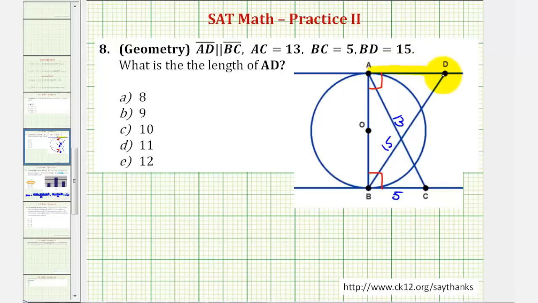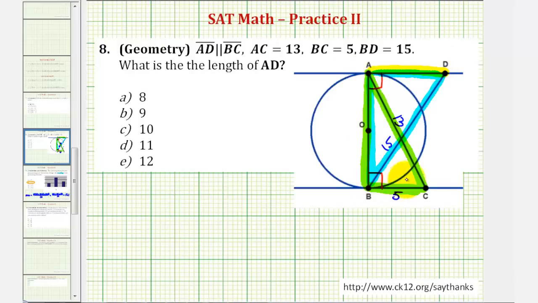It's actually going to take 2 steps to find this length using 2 right triangles. We have this right triangle here where we know the lengths of 2 sides. We know the hypotenuse is 13 units and this leg is equal to 5 units. So using this triangle, we can find the length of segment AB, or this diameter. And then once we find this length, using the upside down right triangle, or this right triangle here, we can then find the length of AD.